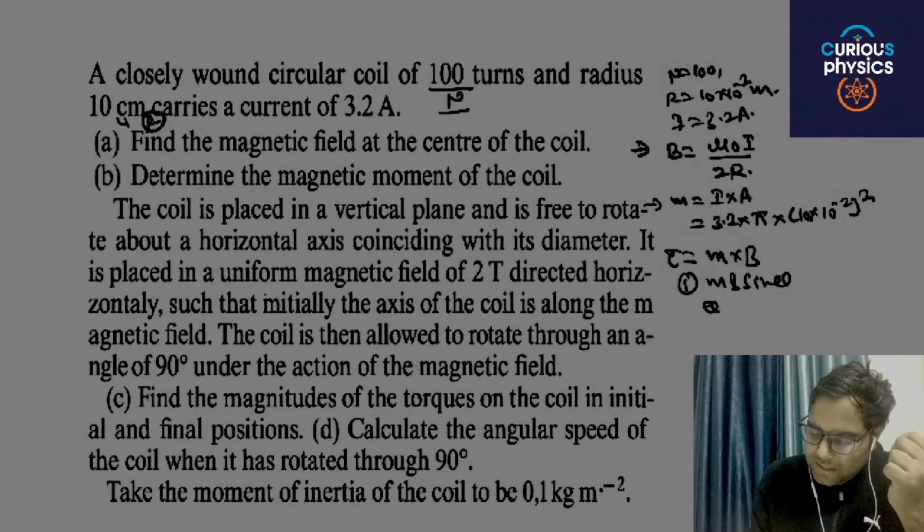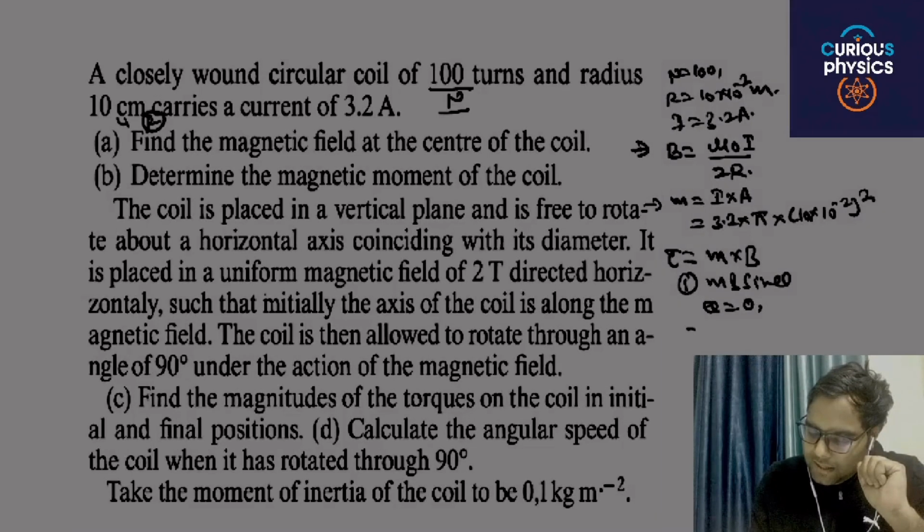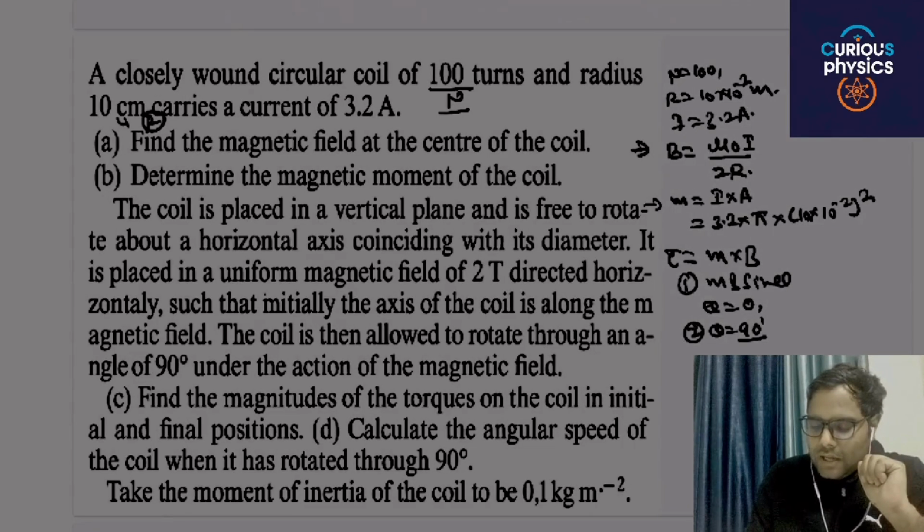In the first case, theta is 0, which means the torque is 0, and in the second case, theta is equal to 90 degrees. The value of sin 0 is 0 and sin 90 is 1. So the value will be MB, and you just have to find the value of M. B is given, so you will easily get the answer to this question.